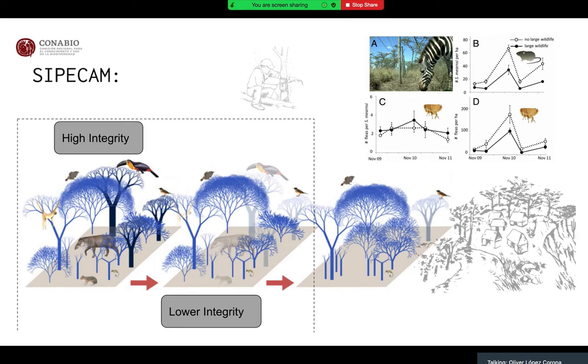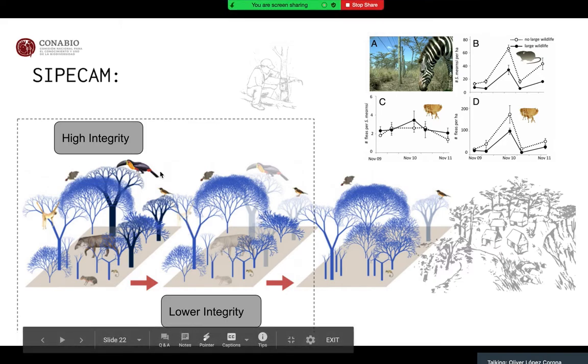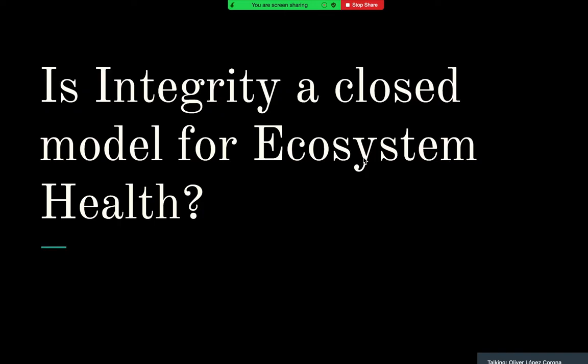And in contrast to the Rodolfo Diaz experiment in Africa, we are not using physical barriers, but the differences in integrity levels. So we have the sites with high integrity and presence of big animals, in contrast to low integrity sites, defaunated sites. And with this kind of pairwise arrangement, we can test zoonotic hypotheses.